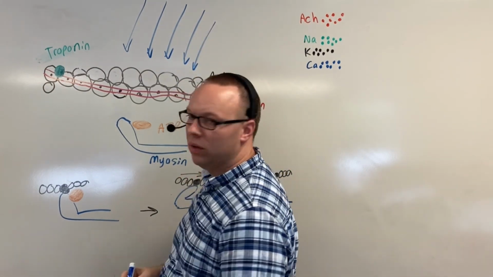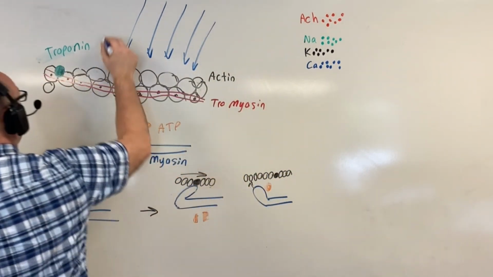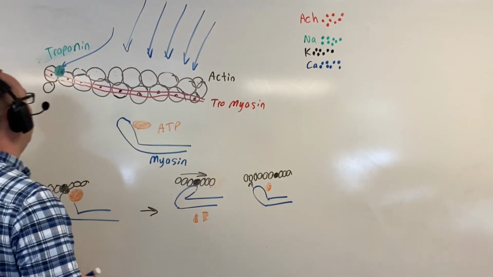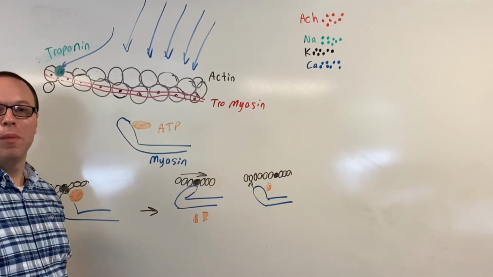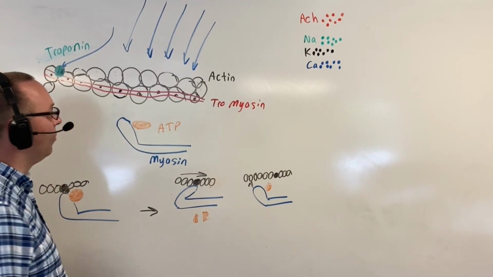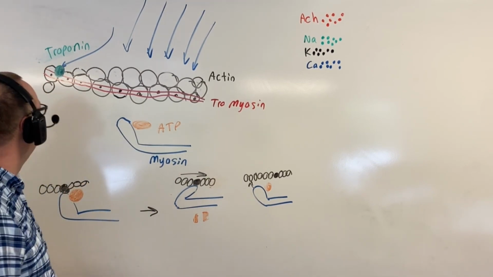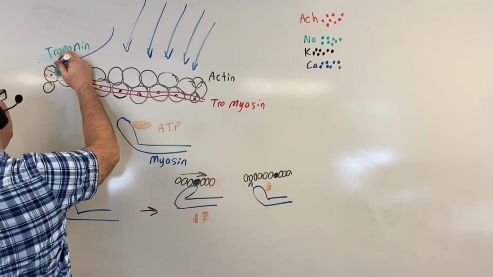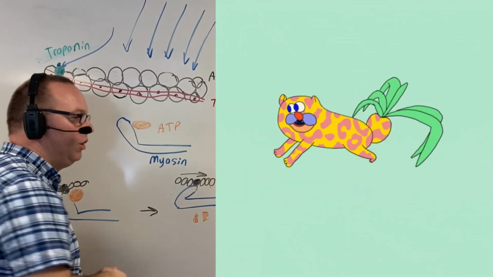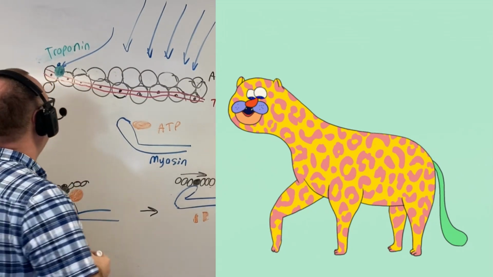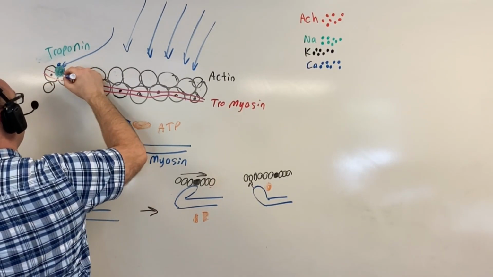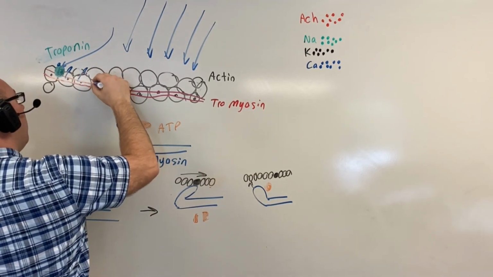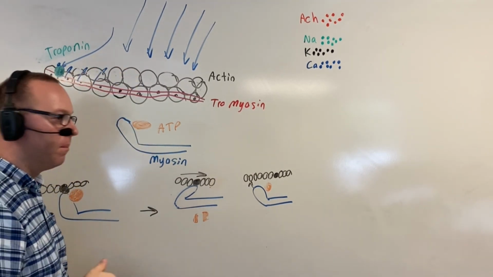And so what's going to happen is some of this calcium is going to bind to troponin. And so troponin has a good buddy called tropomyosin. And where troponin goes, tropomyosin goes. And so when troponin binds to calcium, it changes shape. And so because troponin changes shape, it's going to force this tropomyosin to change shape.